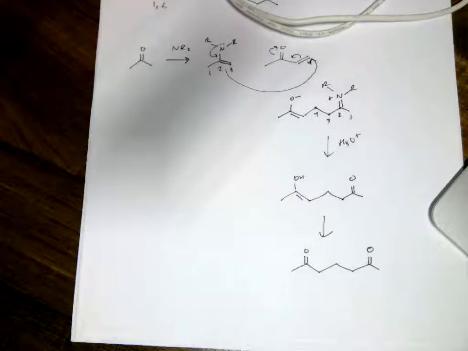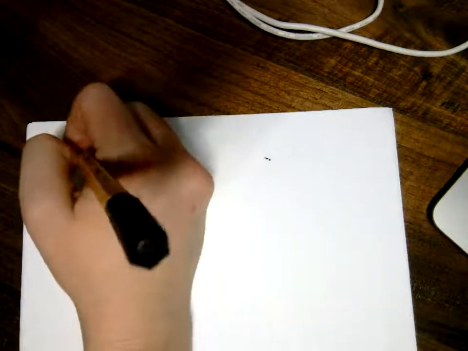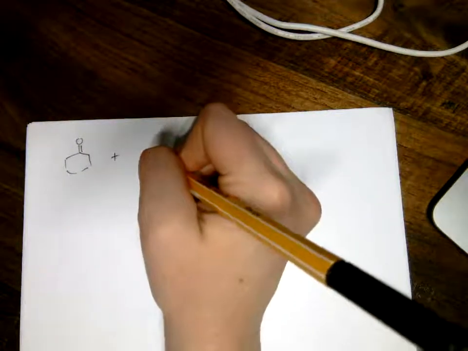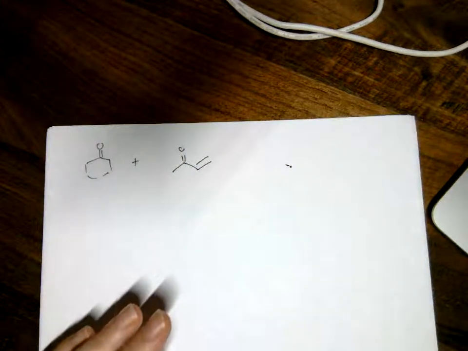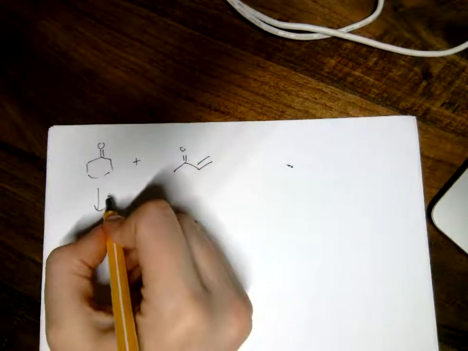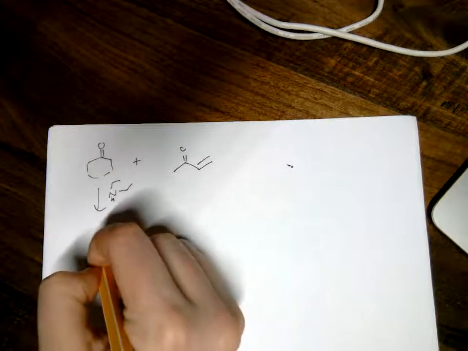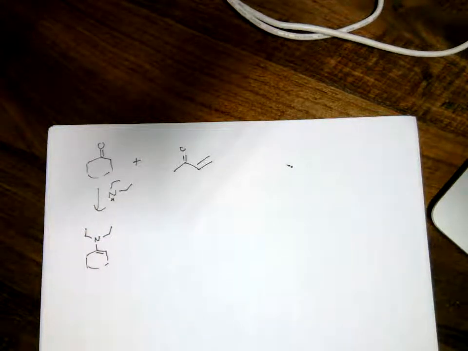So I'm going to give you another example of that. If I wanted to react, let's do this ketone with this, I would get a mixture of products, right? I would get the 1,2 and 1,4 addition. But if I instead reacted this ketone with this, I would get an enamine, with 2 ethyl groups and a double bond over here.